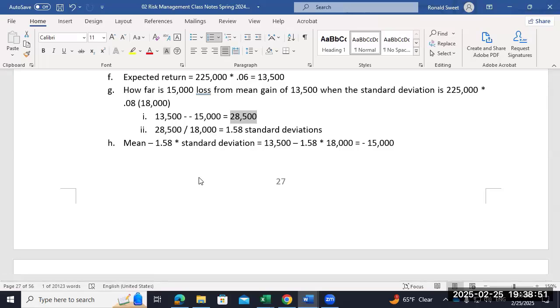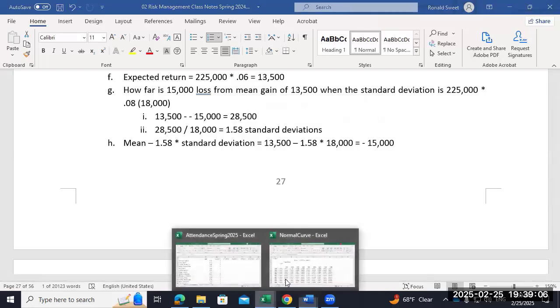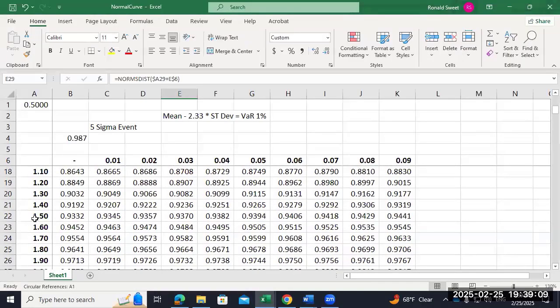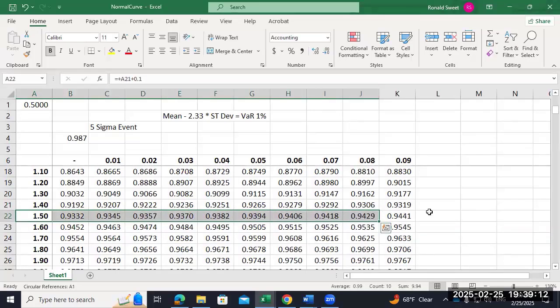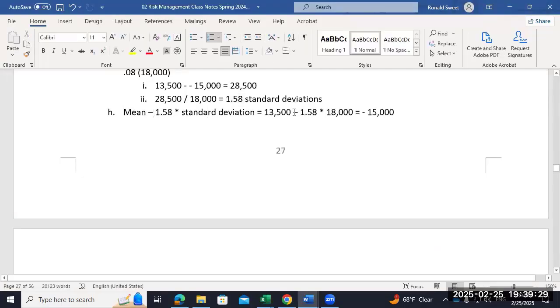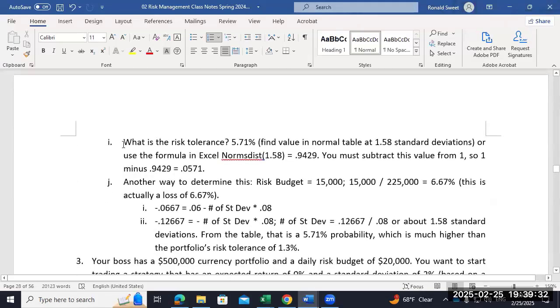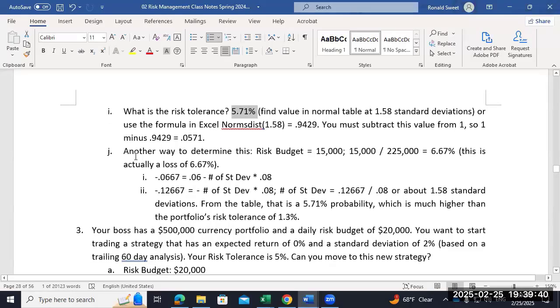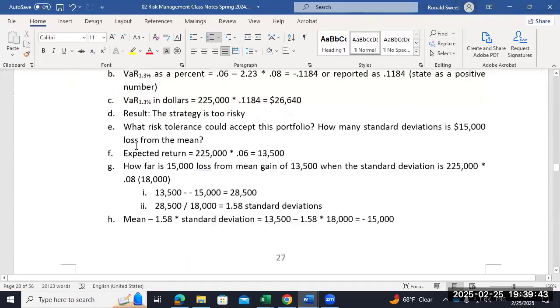So we're asking, what's your probability of being $28,500 from your mean? Your mean's 13,500. You're worried about losing 15,000 bucks. That's 28,500 away. That's 1.58 standard deviations. 1.58, so 1 minus that. So the mean minus that equals that. So what is the risk tolerance? 0.94429, you must subtract that value, so you get that 5.571%. So there's ways to go back and forth.